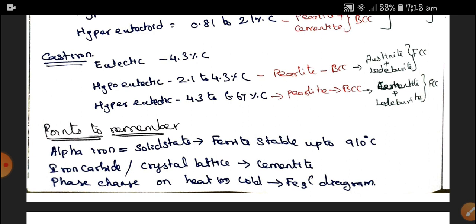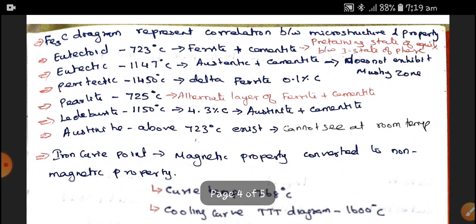And iron carbon crystal lattice. In the iron carbide crystal lattice, it is in the form of cementite structure, and phase change on heat and cold. So this is the Fe3C diagram. The iron carbon diagram is the phase change diagram, which represents both hot and cold conditions. When we heat, it follows this figure, and when we cool, it forms the same figure. The Fe3C diagram represents the correlation between microstructure and properties. With the iron carbon diagram, we can get the microstructures of the iron and carbon phases.